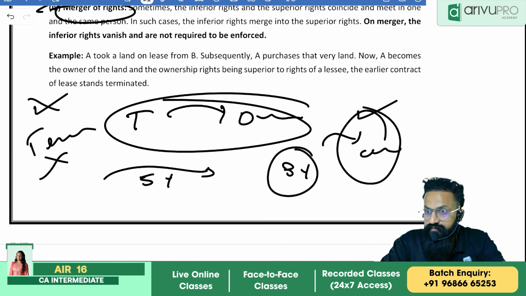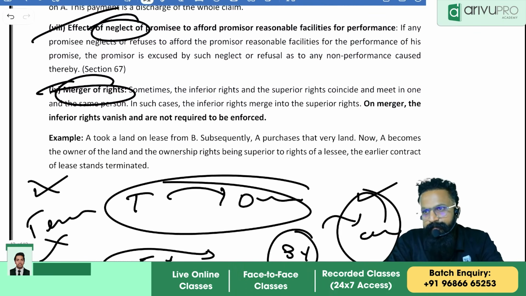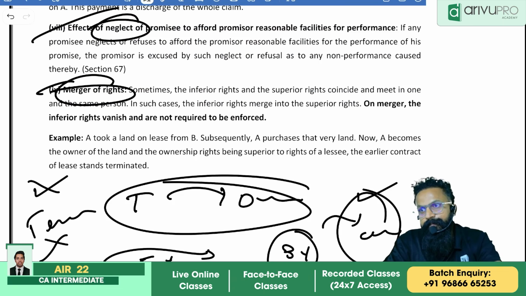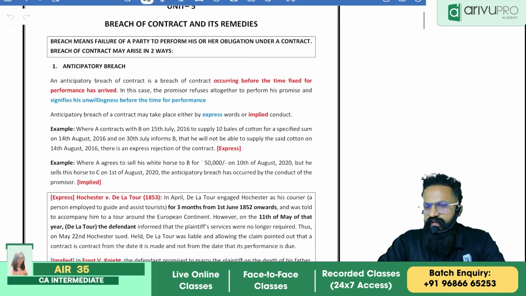Until he becomes owner, the tenant contract will be performed, right? Correct, rent I have to pay. Once the superior contract comes into existence, the inferior contract automatically comes to an end. Okay, clear?